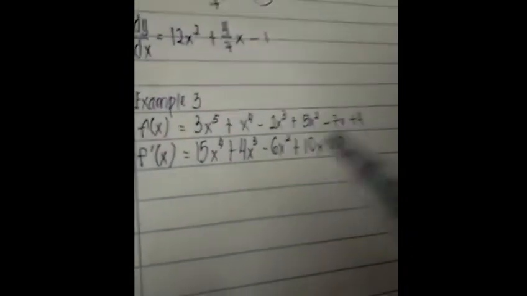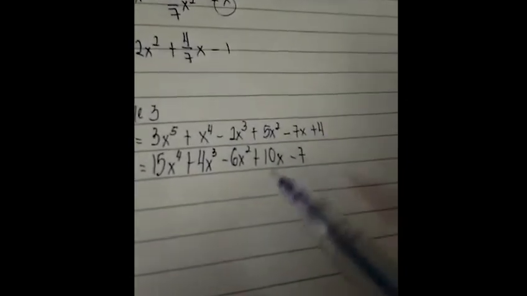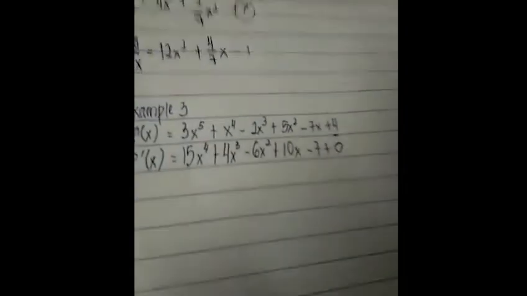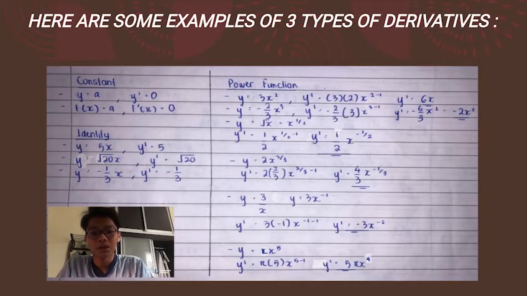The second example is also the same. You have to do the same method, and this one we can treat as a constant, so it will be 1. For example 3, we have a bunch of terms to differentiate. If you find f prime(x), you will get 15x to the 4 plus 4x cubed minus 6x squared and 10, and here will be 7. And here the 0, we can also put as 0 or just ignore it. That's it.